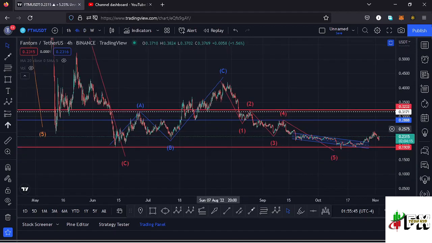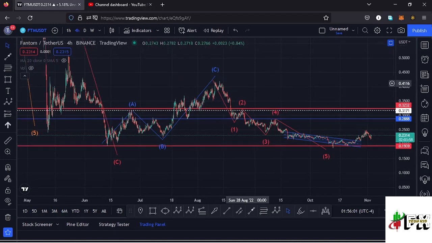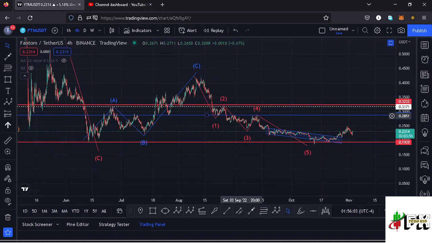Here on the 4-hour chart, initially we had made our low at around the $0.19 mark, and after seeing that low we saw a very nice bounce to the upper side in this ABC corrective movement, which took us back to around the $0.42 mark. And after that corrective movement we saw a 5-wave structure to the lower side, and that 5-wave structure has given us a new low at around the $0.18 mark.